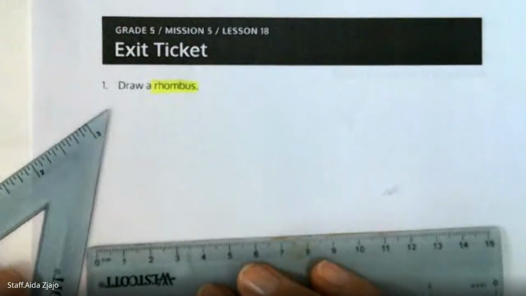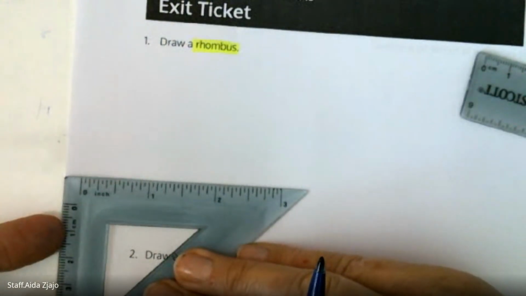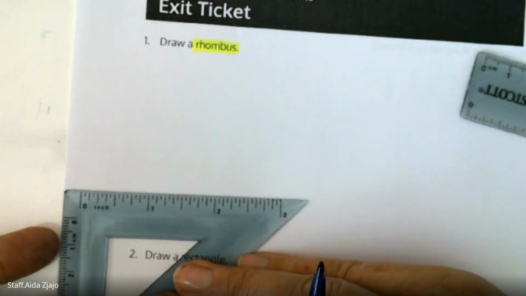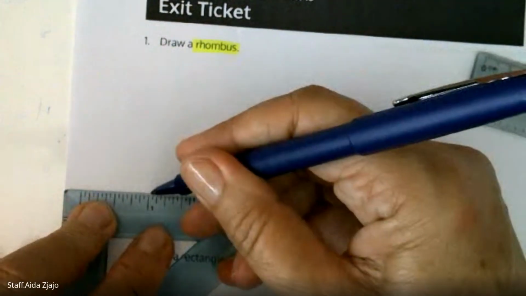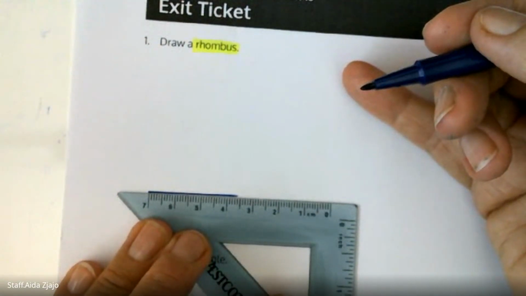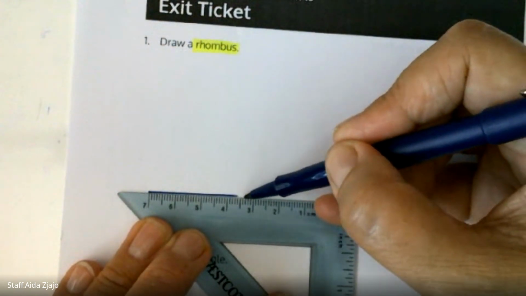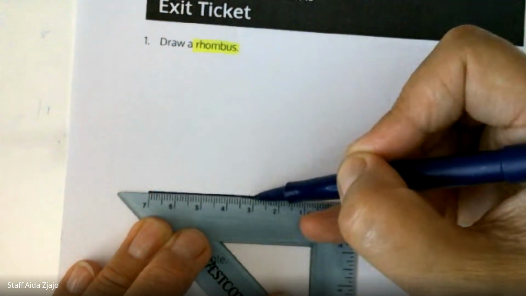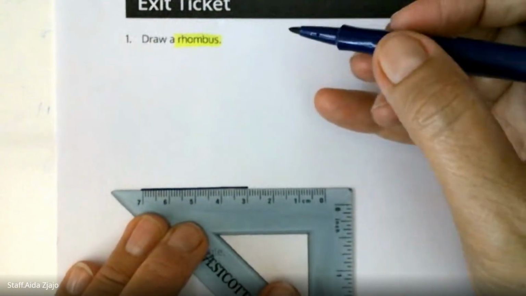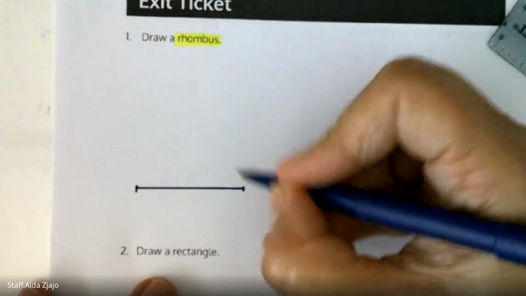So if I choose how to draw it, I'm going to try to show you two ways to do so. Let's have this one first. I'm going to draw a line right here. Okay, let me see how long I want that to be. Let's see, 4 centimeters. Okay, I want to be a 4 centimeter line. So start here and here, right?